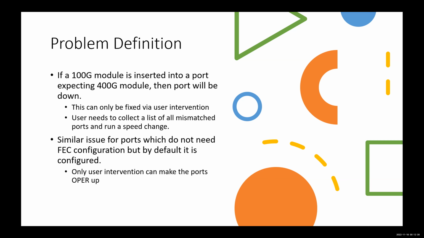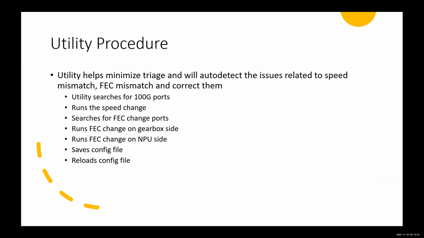The idea behind this utility is that it takes a lot of time and manual intervention just to know which kind of module is connected in which port, what its capability is, and what the fake capability is, if we need to do any configuration. The user needs to make a list of the modules which are not matching the speed, run a speed change script, apply the fake config, and check the auto negotiation. So a lot of debugging is required at the user level.